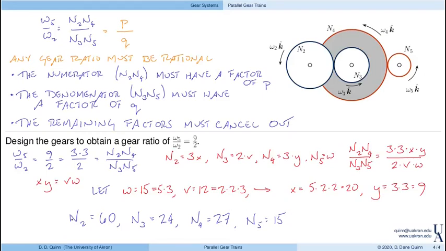So here's one solution for this design. There are lots of other solutions, but again, thinking about the different factors of the gear ratio and the number of teeth will help you to ensure that you have an integer number of teeth on each gear. So that's a quick introduction to parallel gear trains.